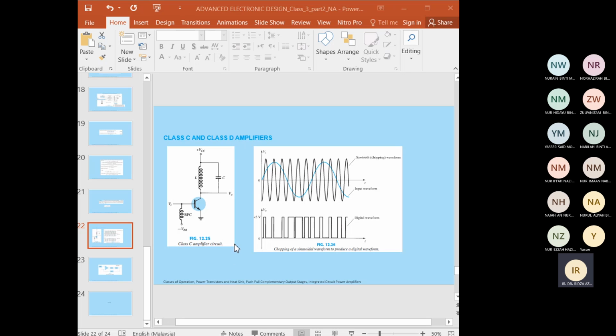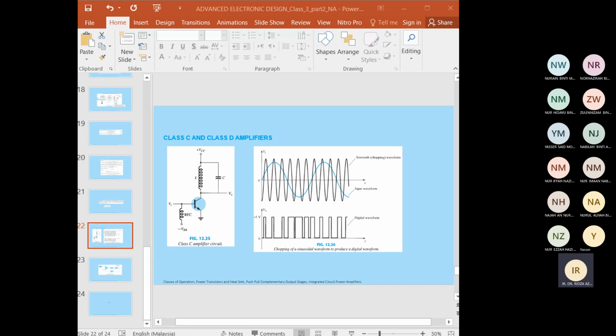In figure 12.25, this is a Class C amplifier circuit. A Class C amplifier circuit is biased to operate for less than 180 degrees of the input signal cycle. The tuned circuit in the output, however, will provide a full cycle of output signal for the fundamental or resonant frequency. You can see that the inductor here acts with the capacitor as the resonant circuit, the tuned L and C tank circuit. L and C is known as the tank circuit.